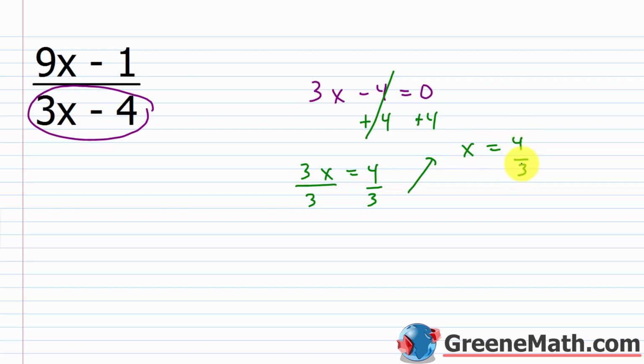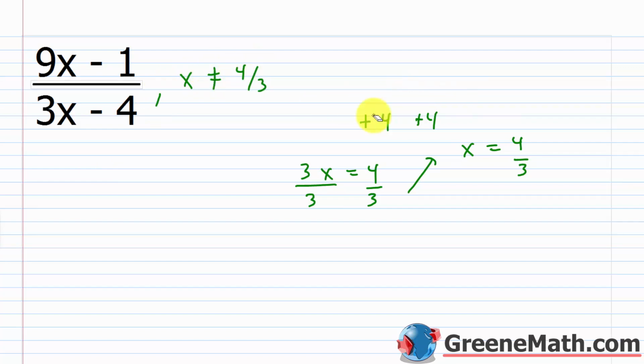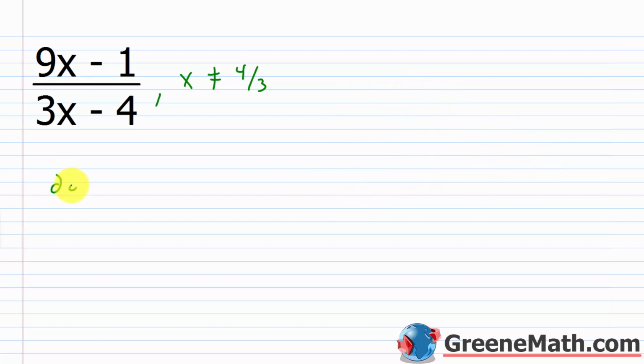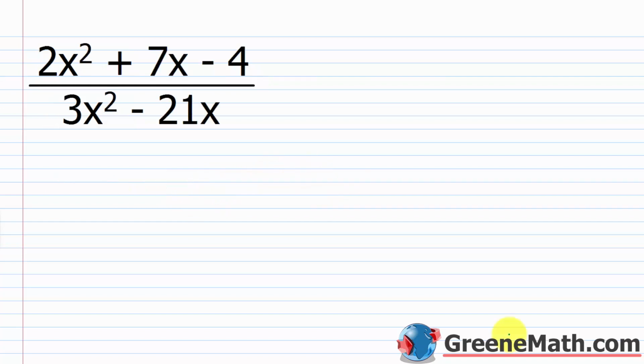Okay? So again, I can write, comma, x does not equal 4/3. Or I can do it in the fancy way. So I can say my domain is the set of all elements x such that x does not equal 4/3. Okay. All right, let's look at another one.